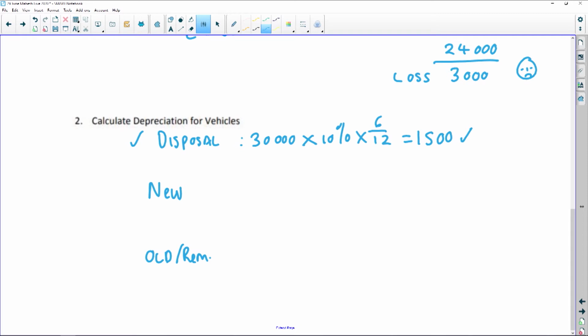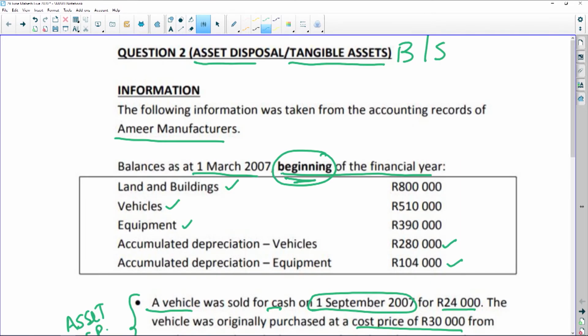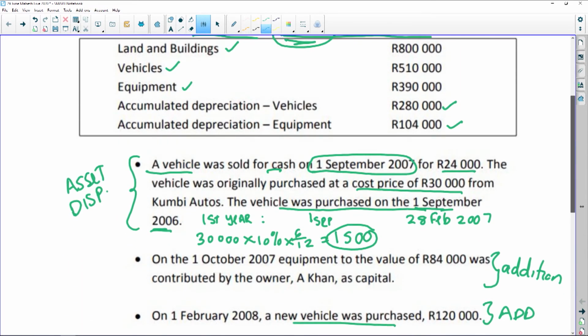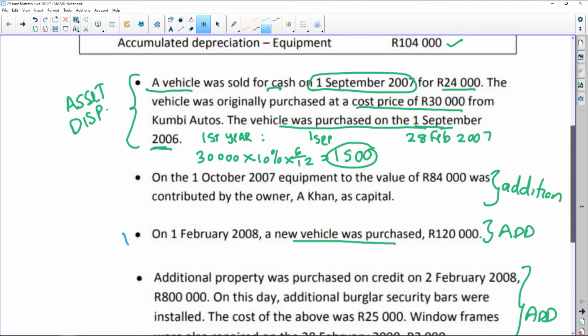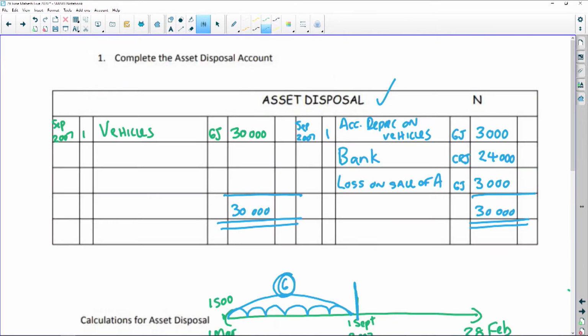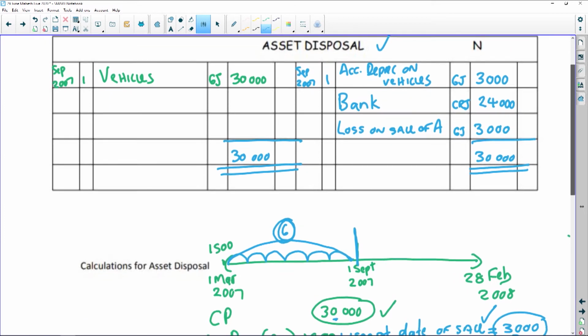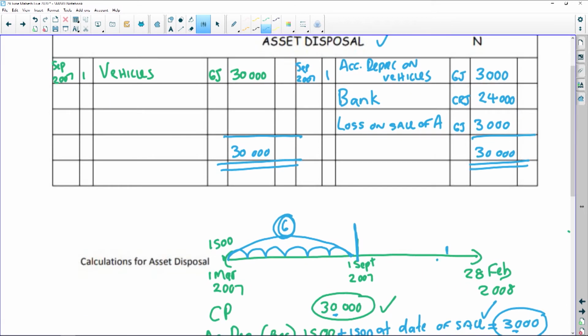Let's now look at new vehicles. Did we firstly buy a new vehicle during the current financial year? And I think we did. So let's quickly find that. Right, so there we go, the third bit of information. On the 1st of February 2008, a new vehicle was purchased for 120,000. So obviously, if we now bought a new vehicle, right? So we bought the new vehicle here on the 1st of February. We owned the vehicle for 1 month. So we now need to write off depreciation on this new vehicle for 1 month.